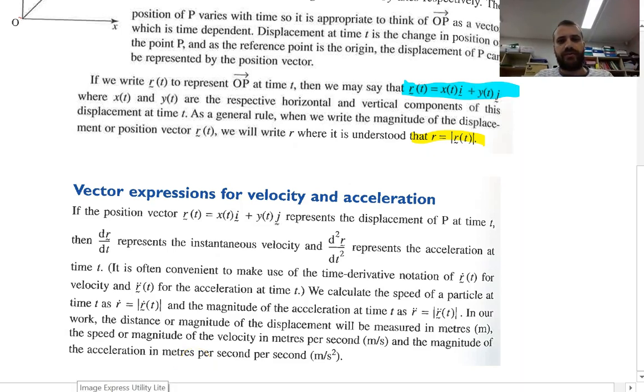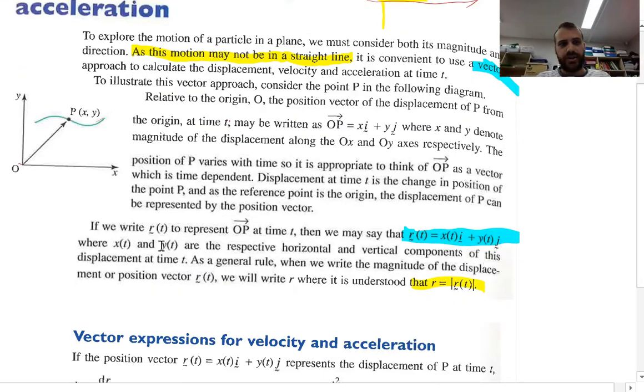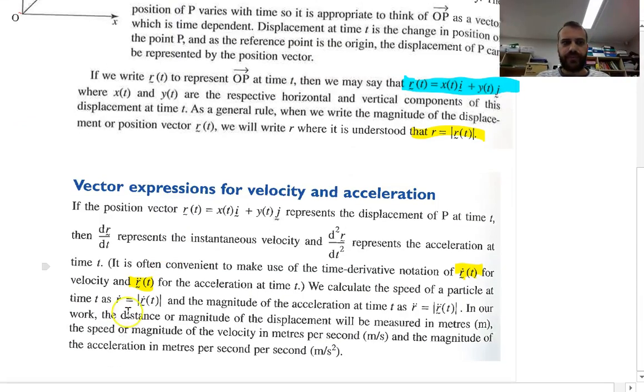One interesting thing that you've never really used before is this little dot above the r to denote time derivatives. So this is the derivative of r(t), and this, with two dots, is the second derivative, for acceleration. Okay, that's what we're working on. Let's just jump in and try a couple of questions.